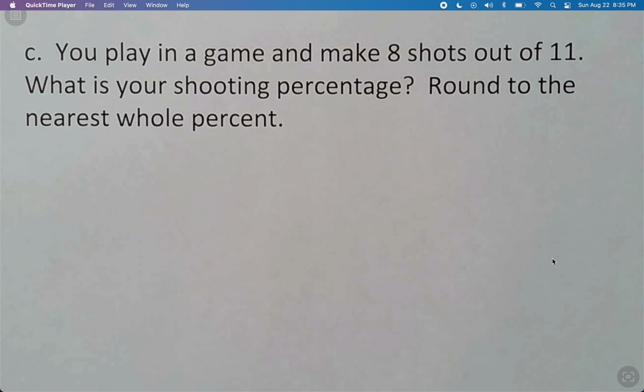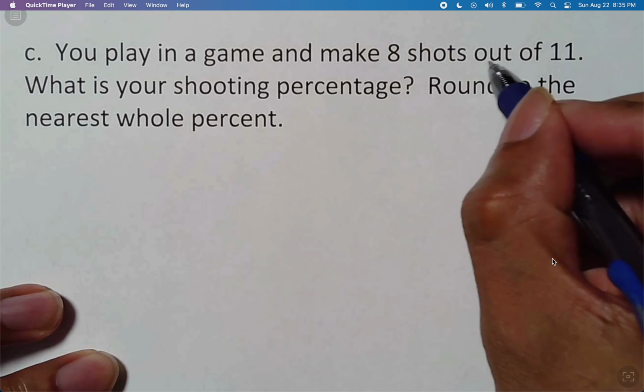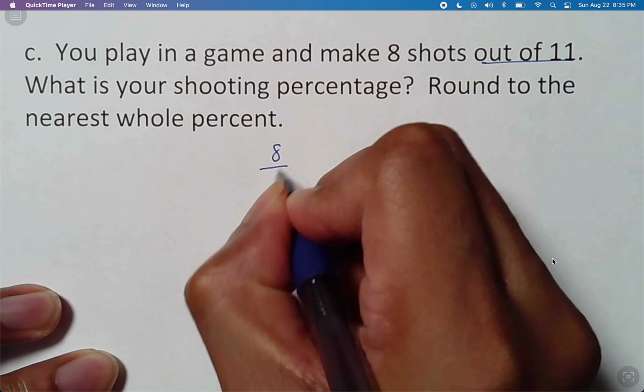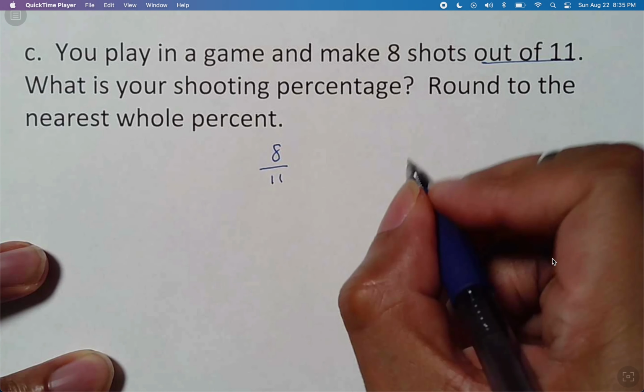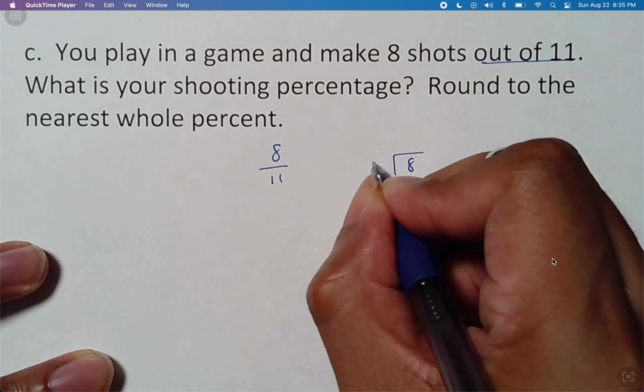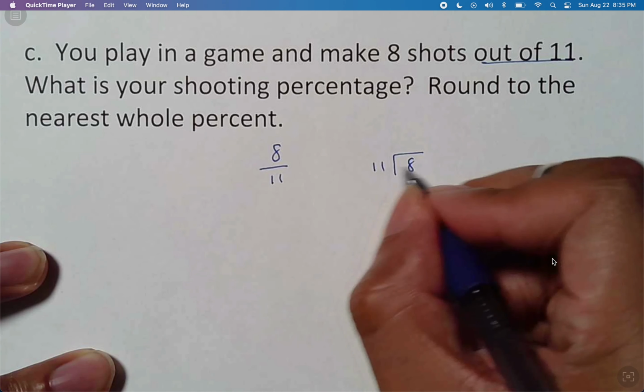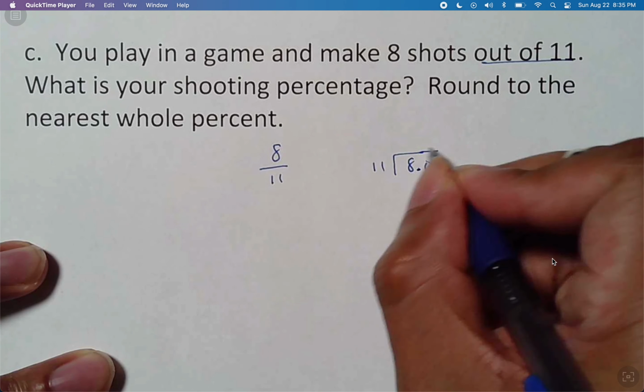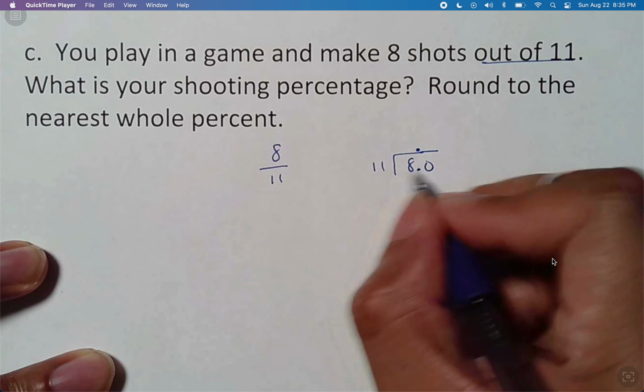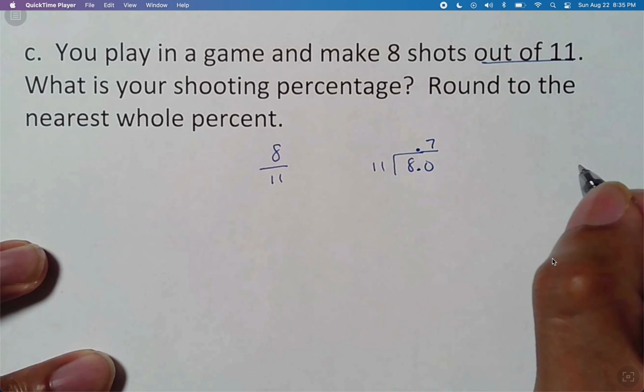You play a game and make 8 shots out of 11. What's your shooting percentage? Again, your total goes on the bottom, so it's 8 out of 11, which means we're going to put 8 on the inside, 11 on the outside. 11 does not go into 8, so add your decimal and 0. 11 does go into 80 7 times because that would be 77.